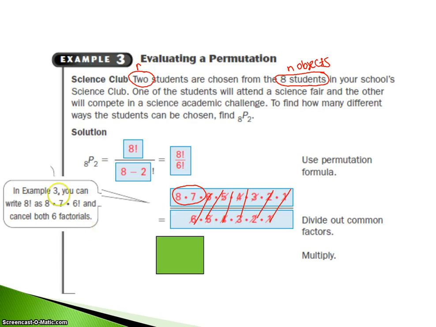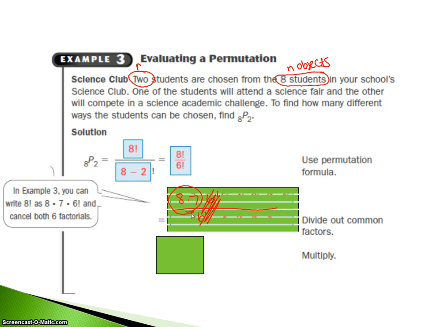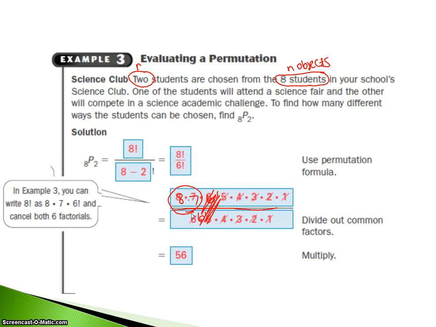You could actually kind of save yourself a step. And instead of expanding out the entire thing, you could just say that this is 8 times 7 times 6 factorial over 6 factorial. And I stopped at the 6 factorial because that's what was in the denominator. These cancel out, and 8 times 7 is 56. It just saves yourself a little bit of work.